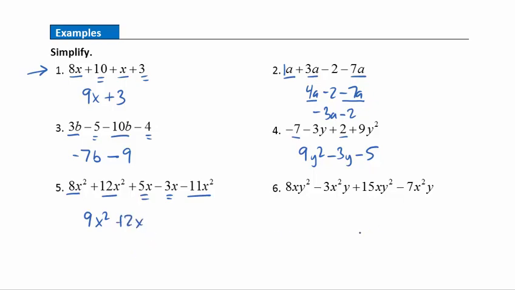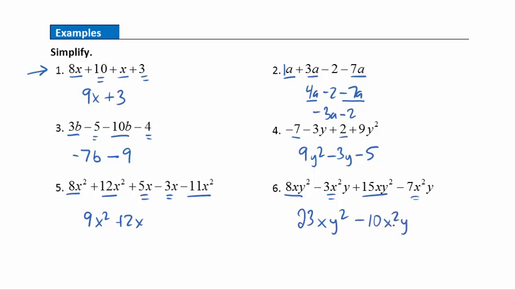Example 6. Let's see. So it looks like we have an xy squared and an xy squared that I could combine. So 8 of those plus 15 more of those would give me 23 of those xy squareds. And now I have an x squared y. Those are my other like terms here. Negative 3 of those and negative 7 of those would give me altogether a negative 10 of those.